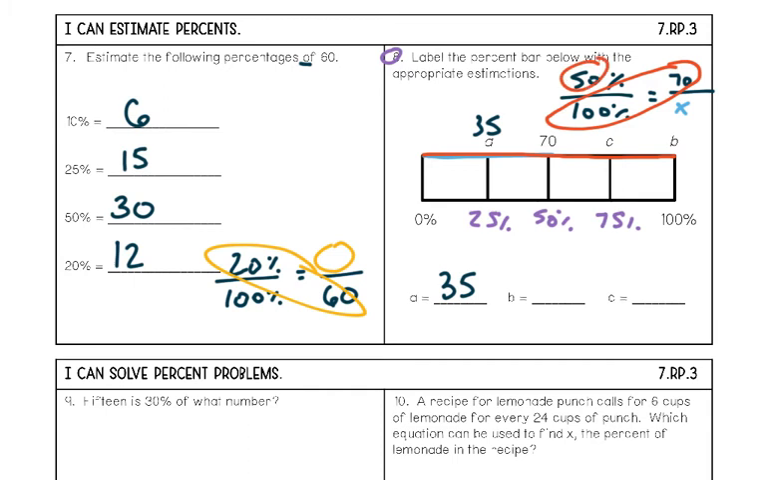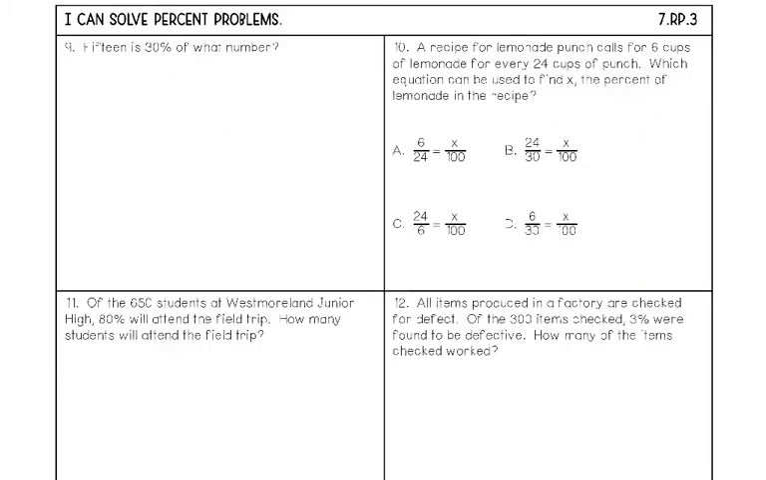So in that case, you could realize that the whole bar is worth 140. And if you're going again by 35s, or you're looking at what's between 70 and 140, you should realize that that number is 105. In this next set of questions, we're going to be able to use percent to solve some real world problems. On number 9, it says 15 is 30% of what number?